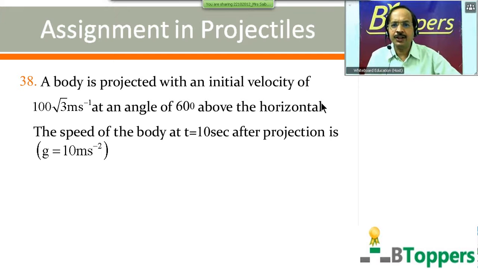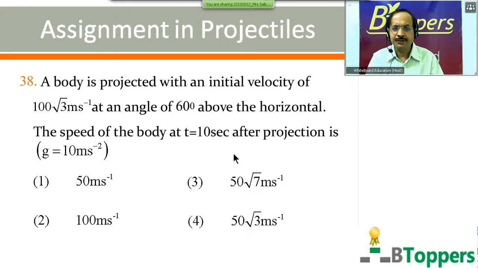A body is projected with an initial velocity of 100 root 3 meter per second at an angle of 60 degrees above the horizontal. The speed of the body at t equal 10 seconds after projection is. You are given 4 options on screen. You have to pick one of them. You have to take g equal 10 meter per second square. Come on, try the question.